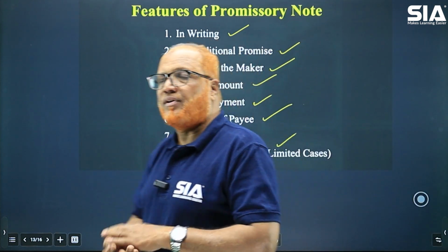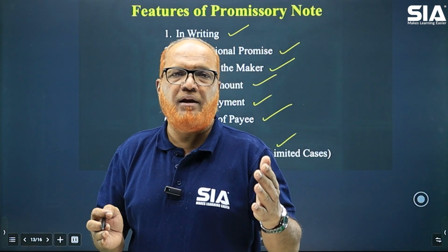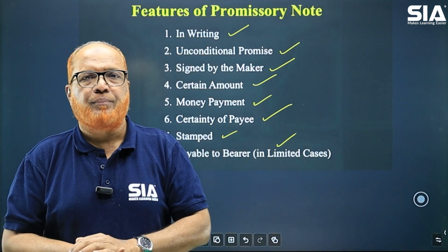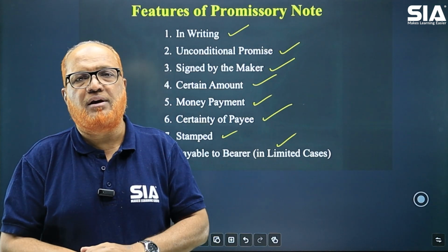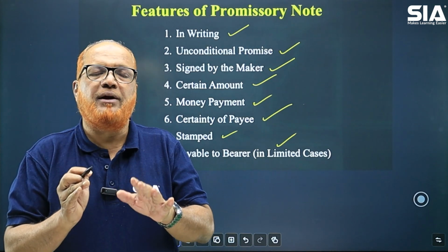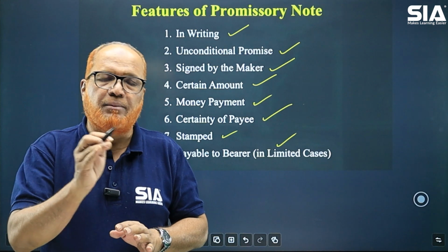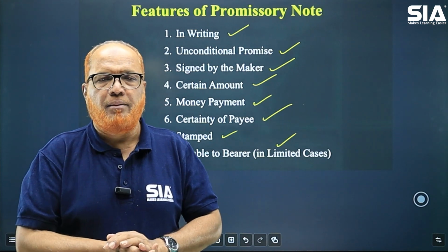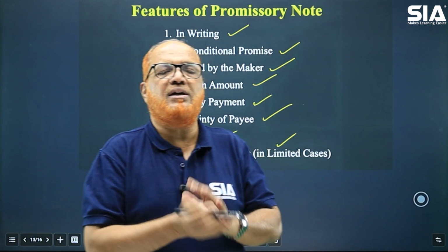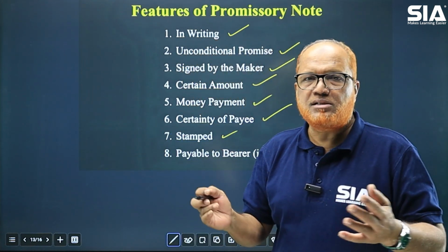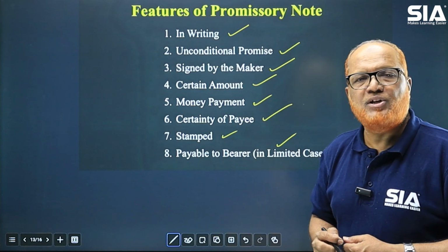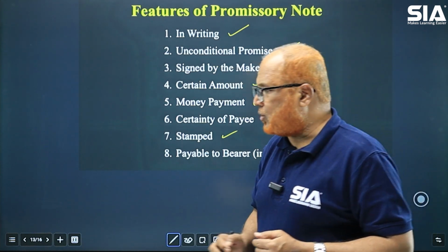Normally, a bill of exchange can be paid to the payee, to the order of the payee, or to the holder of the bill. But a promissory note cannot be paid to bearer. Only in some cases can it be paid to bearer, and in a number of cases the bearer promissory note will not be there. So these are a few features of the promissory note.